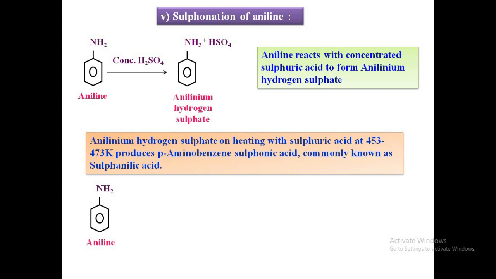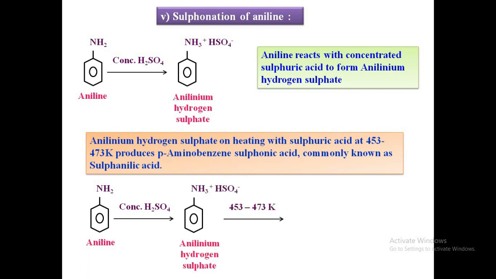Consider the reaction when aniline molecule is treated with concentrated sulfuric acid to form anilinium hydrogen sulfate salt. When this salt is maintained at a temperature of 453 to 473 Kelvin, sulfanilic acid would be formed. Sulfanilic acid can exist as a dipolar ion, which is known as Zwitter ion.